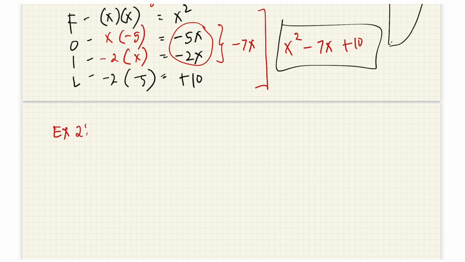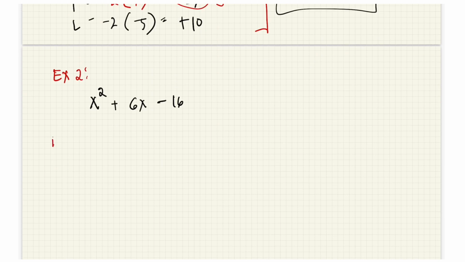Example 2. If you have x squared plus 6x minus 16, we go for the steps. First step is T&A, trial and error. So first we find the factors of x squared, which is equal to x times x.